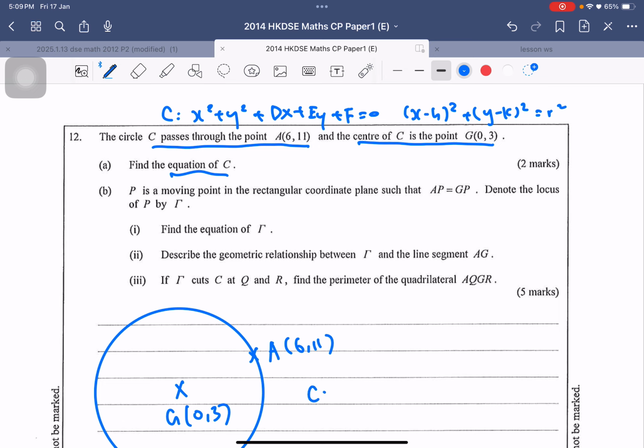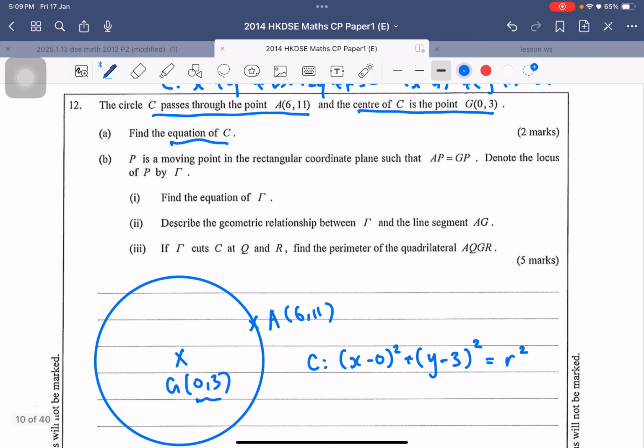So we have C must be in the format of (x minus 0) squared, and then plus what? The center is already given, it's just 3. So (y minus 3) squared. Do we have the radius? No. So we just keep it as r squared first, okay?